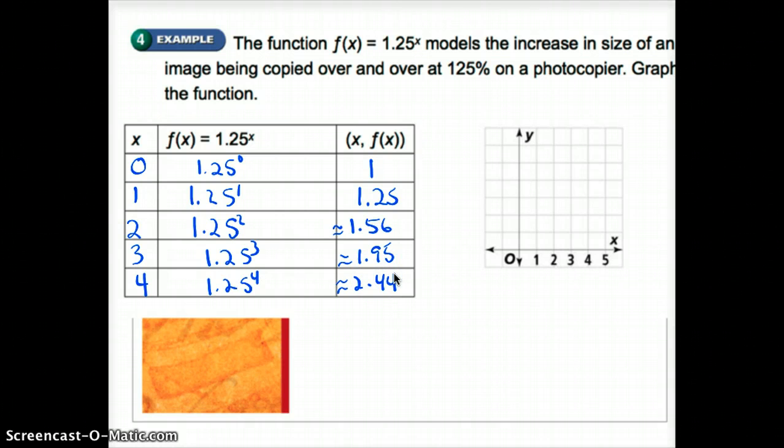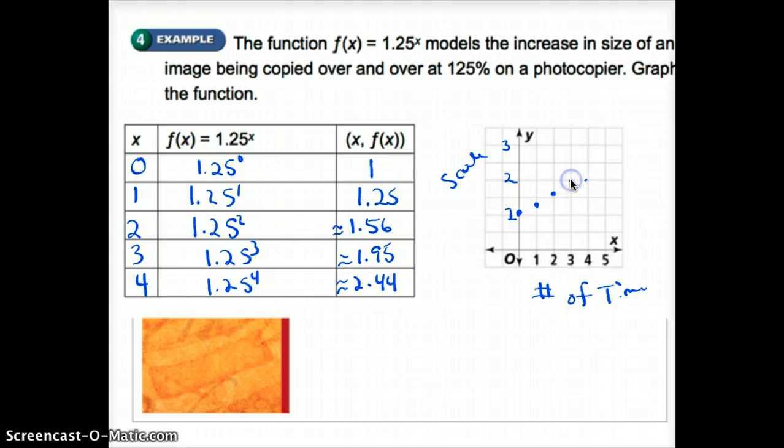Okay, so I want to come up with a kind of good scale here. I'll go by halves. So that's going to be 1, 2, and 3. So this is going to be the scale, basically. And down here's the number of times that you've copied it. So we start off, and at the beginning it's just 1 times as big, and then 1.25, and then 1.56. So I'm going up ever so slightly.